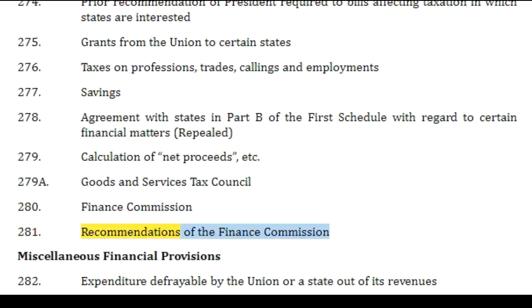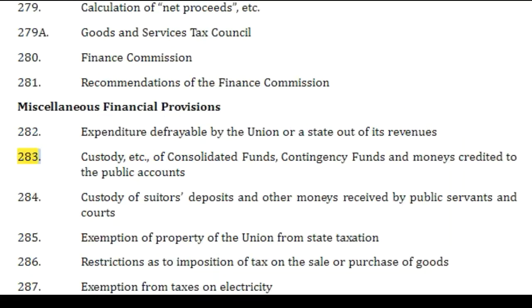281. Recommendations of the Finance Commission. Miscellaneous Financial Provisions. 282. Expenditure defrayable by the Union or a state out of its revenues. 283. Custody, etc. of consolidated funds, contingency funds and monies credited to the public accounts. 284. Custody of suitors' deposits and other monies received by public servants and courts. 285. Exemption of property of the Union from state taxation.